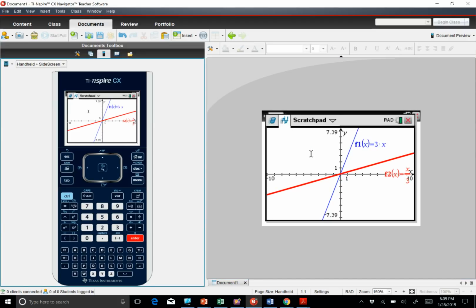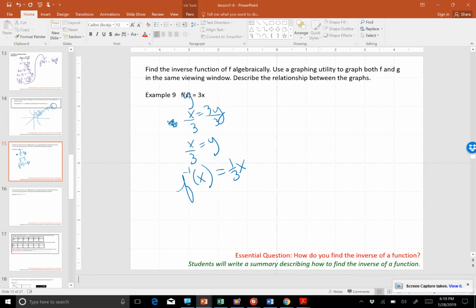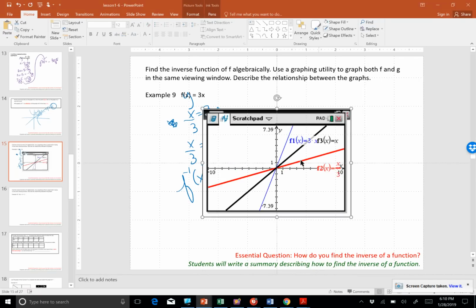And then I'm going to put in something in the third row there. I'm going to hit tab one more time, and I'm going to put in the line y equals x, just an x, so you can see that reflection happening. Do you see how if I folded on that black line that I would get both the blue line and the red line? So I'm going to sketch that into my notes. And this is my favorite thing to do because I can just copy and paste.